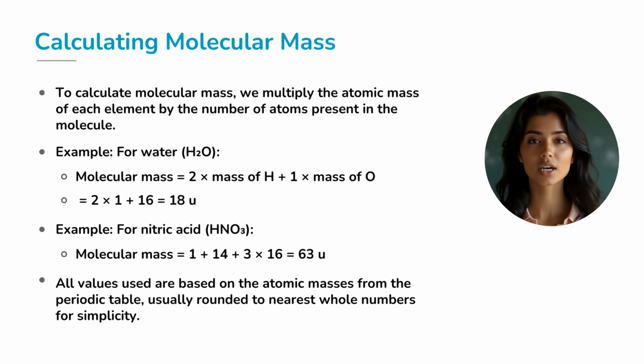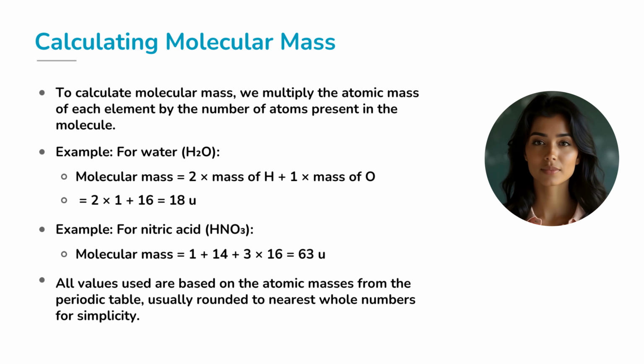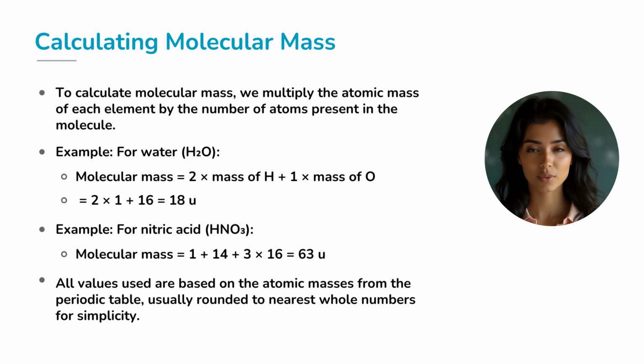Now, let's try nitric acid, HNO3. Here, we've got hydrogen, nitrogen, and 3 oxygens. So, the molecular mass becomes 1 plus 14 plus 3 into 16, which equals 63 U. Each of these values comes from the periodic table. Always remember to check atomic masses before you calculate.